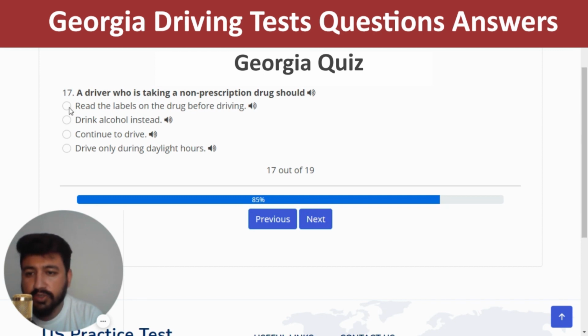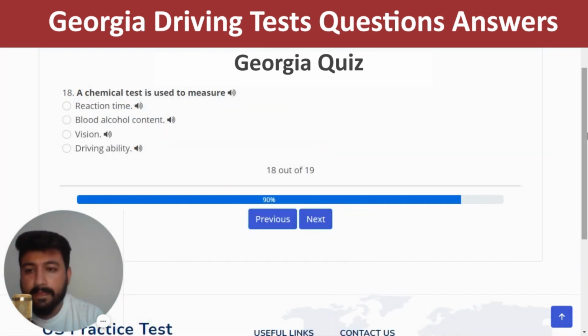So let's click on the first option. Next. The second last question of quiz number 1 is, a chemical test is used to measure. The right answer of this question is blood alcohol content. So I'm going to click on the second option.